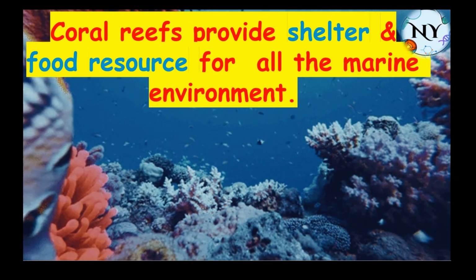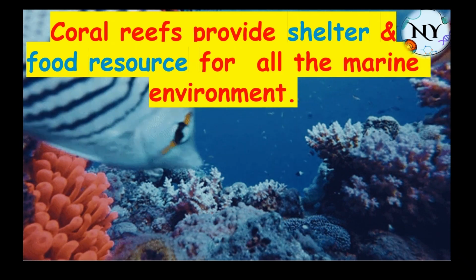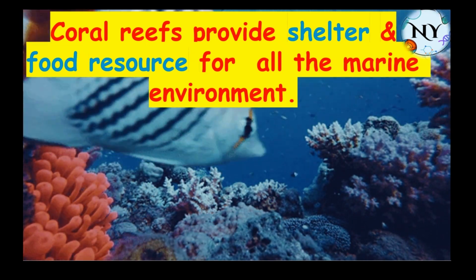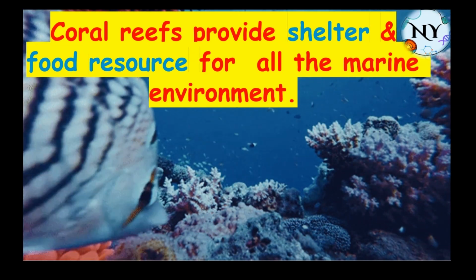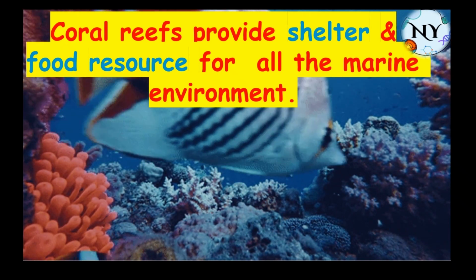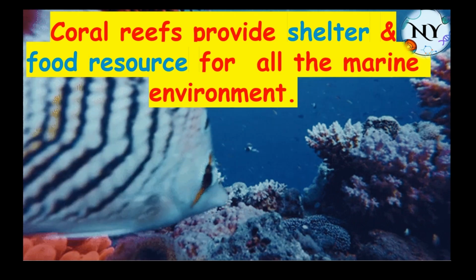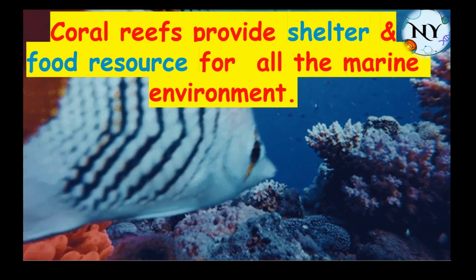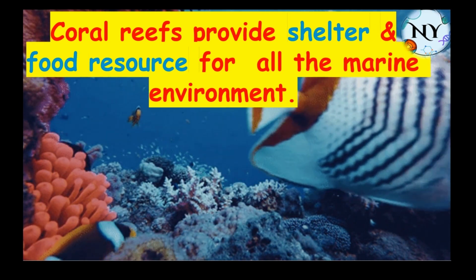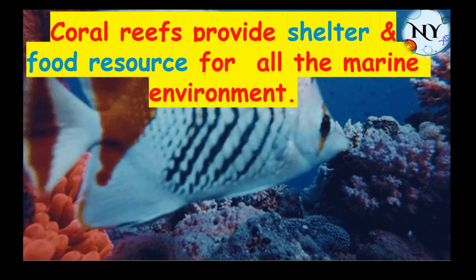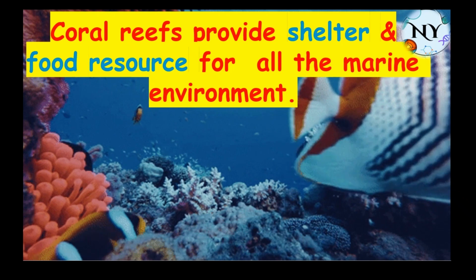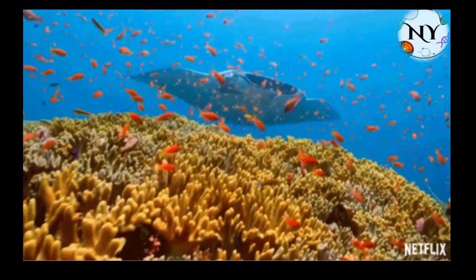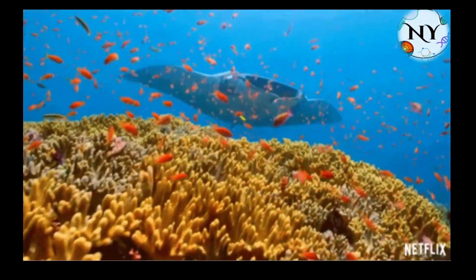As I can see here, different types of fish, and also zooplankton as we said in part 1, and many other marine organisms. Most of these marine organisms find their food in coral reefs. Also, most of these marine organisms have their shelter or their home in coral reefs. So remember all the time that coral reefs are ecosystems and they provide shelter and food for all marine environments.